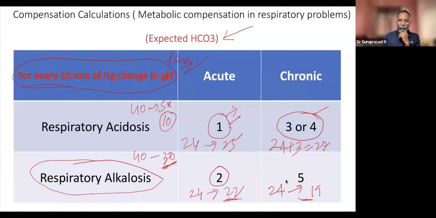Similarly, if it is 40 to 20, then the change is 20 millimeters of mercury. If the normal PCO2 is 40, and the given PCO2 is 20, then there is a 20 change. So again, similarly, you calculate the metabolic compensation accordingly.